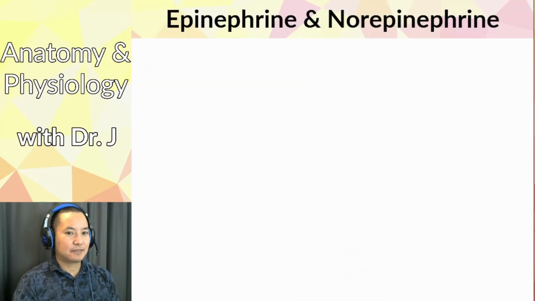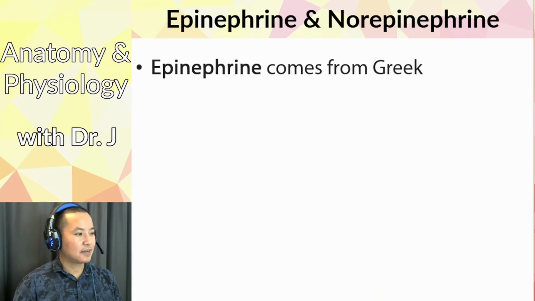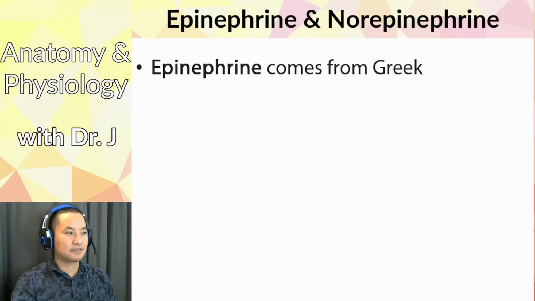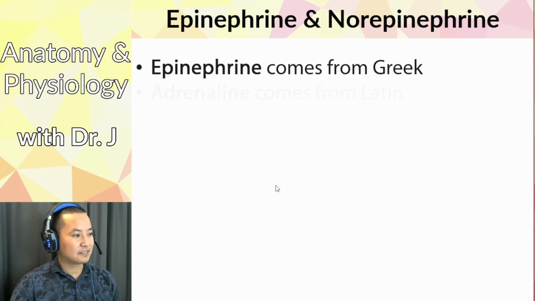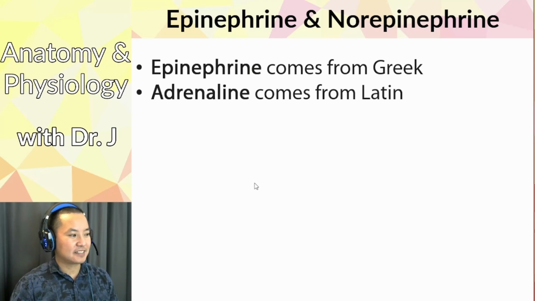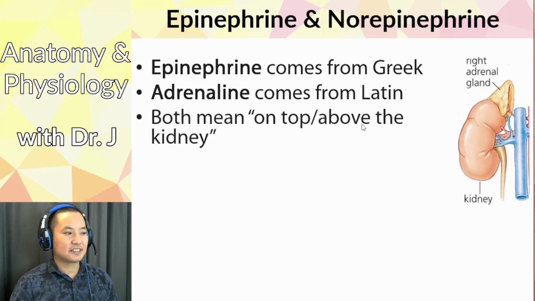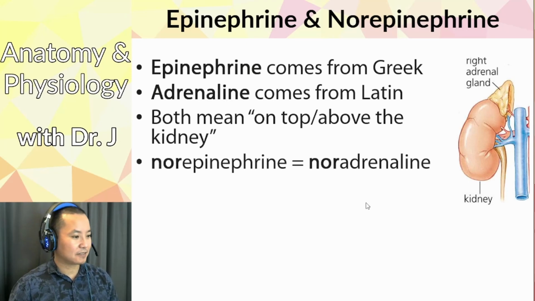So let's talk about epinephrine and norepinephrine real quick. Epinephrine comes from Greek: epi means above or outer, and nephron refers to the kidney, so it's saying above the kidney. That's where you would find the adrenal medulla. Adrenaline comes from Latin: renal refers to the kidney, and ad refers to the location next to the kidney. The funny thing is that both of them mean on top of or above the kidney. So this is the source of epinephrine and norepinephrine, or one of the major sources.